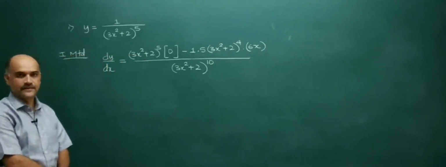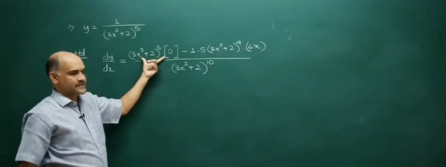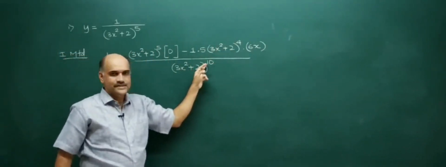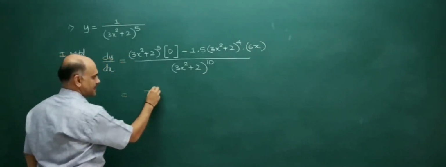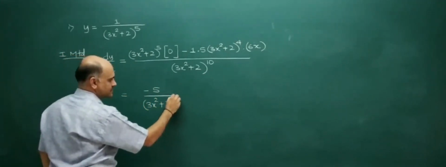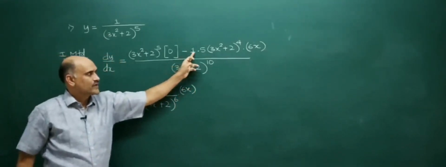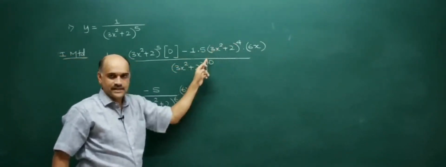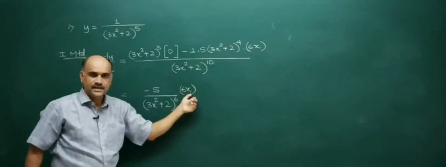Now if you simplify here, this whole term is 0, so it gets cancelled. Here bracket raised to 4 is there, here bracket raised to 10 is there. If you cancel, bracket raised to 6 remains. So I can write it as minus 5, 3x square plus 2 bracket raised to 6 into 6x. Clear, students? Minus 1 into 5 is 5, bracket raised to 4 and bracket raised to 10 get cancelled, 6 remains, so bracket raised to 6 into 6x.